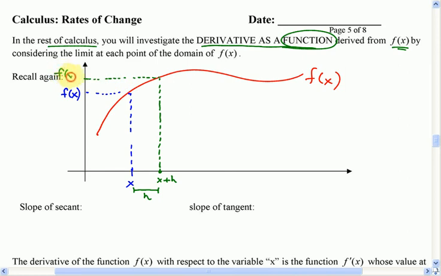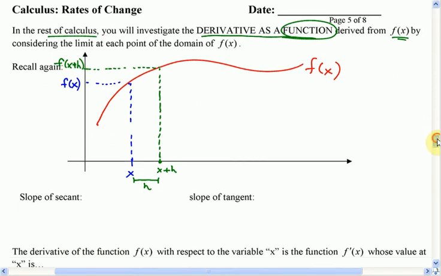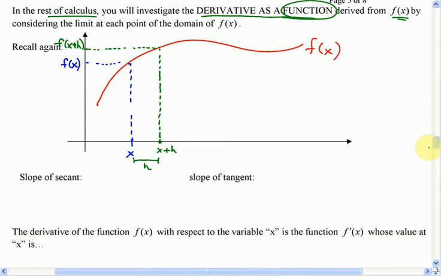f of x plus h. And once again, I'm going to ask you to tell me the difference between the slope of the secant line and the slope of the tangent line. For one last time, the slope of the secant line is f of x plus h minus f of x all over x plus h minus x.